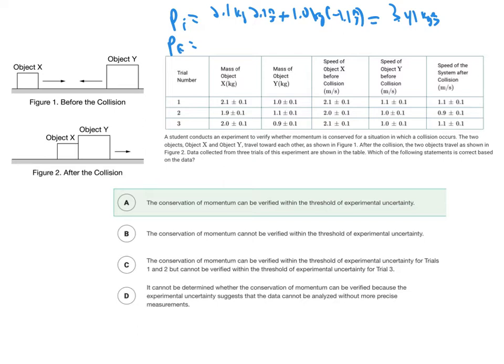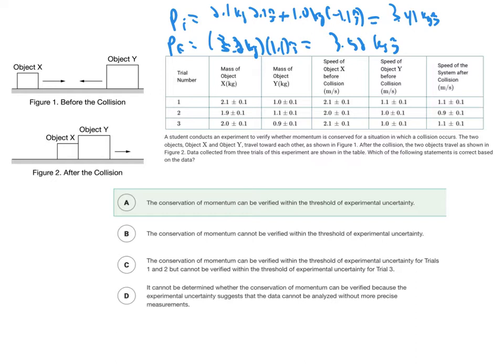And PF is going to be their sum, which is something like 3.2 kilograms times their final speed, which is 1.1 meters per second, which is something like 3.52 kilogram meters per second. And the question is, is that close enough to within the thresholds of uncertainty? And this is actually a seriously annoying question. And if you found it so, good for you.